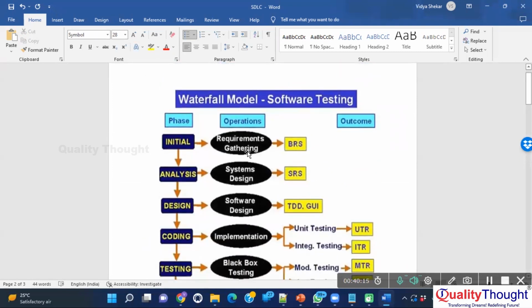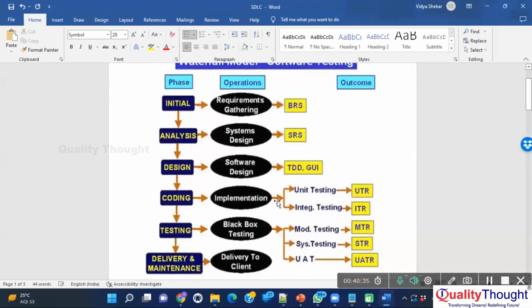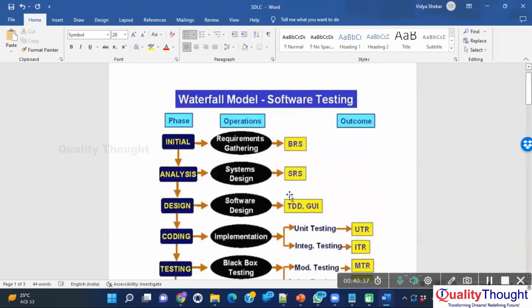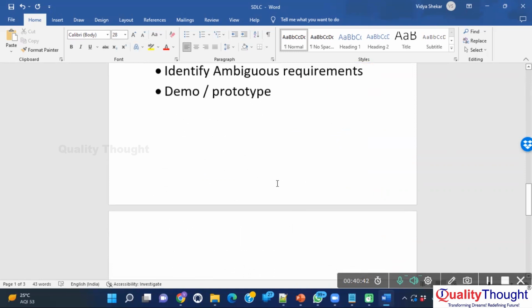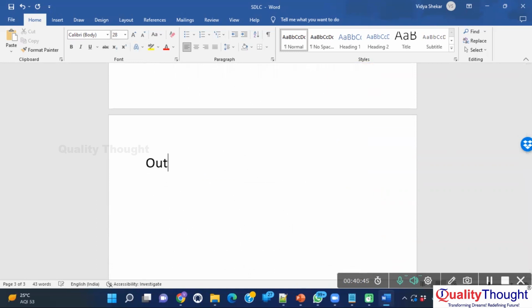Okay, what is the output of this phase? The BA and the engagement manager are going to interact with the client, and the output of this is a document called the business requirement specification document. The work which is done is documented, and this document is also called BRS. Short form is BRS. Output is BRS, business requirement specification document.